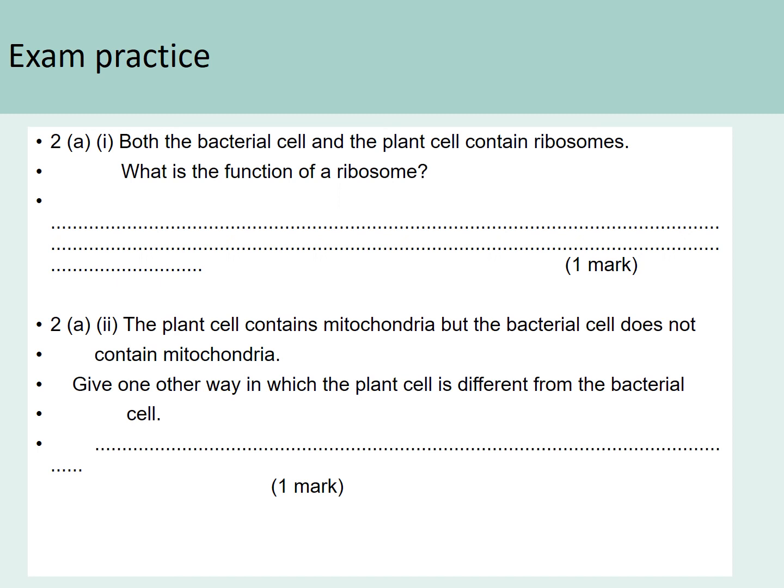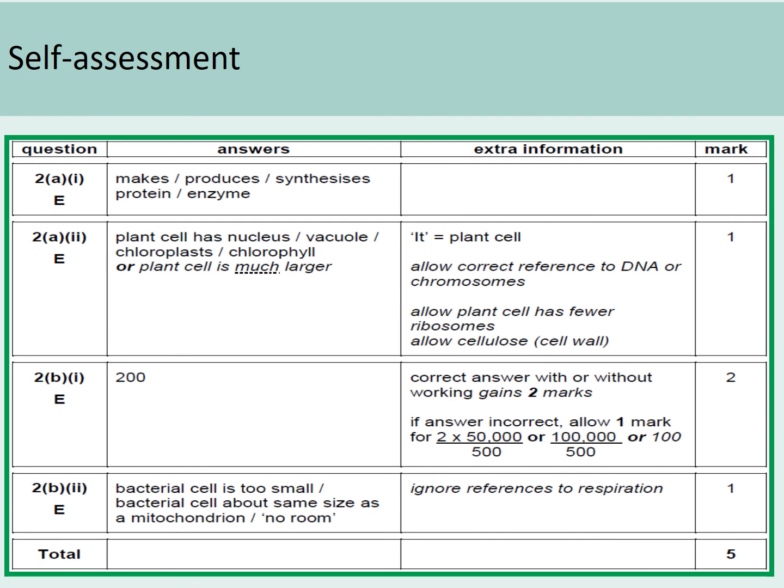Okay, hopefully we had a go at the kind of questions you might get in an exam. So we should have in there for the first question, which was, what is the function of the ribosome? Something about them producing or synthesizing protein. Part 2, give one other way in which the plant cell is different from the bacterial cell. You might have said that the plant cell has a nucleus. You might have said that the plant cell has a vacuole or a permanent vacuole. You might have said the plant cell has chloroplasts or chlorophyll. Or you might have said the plant cell is a lot larger.